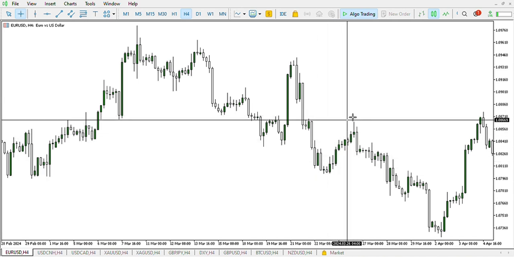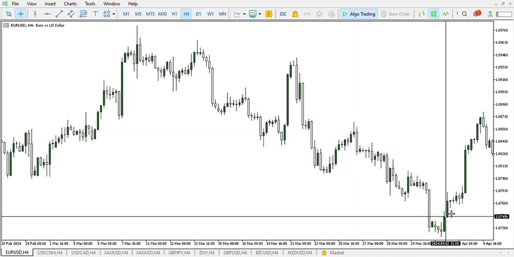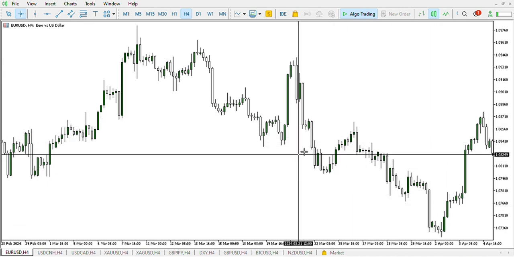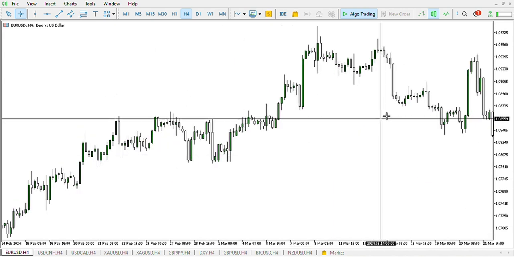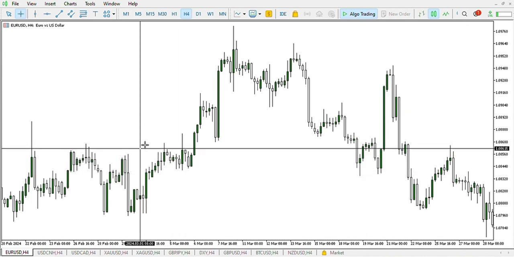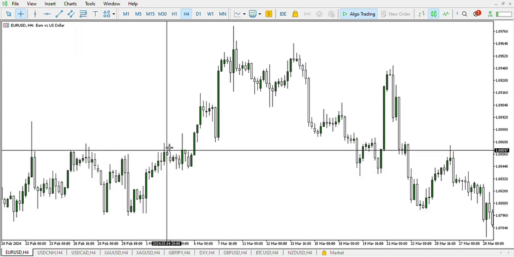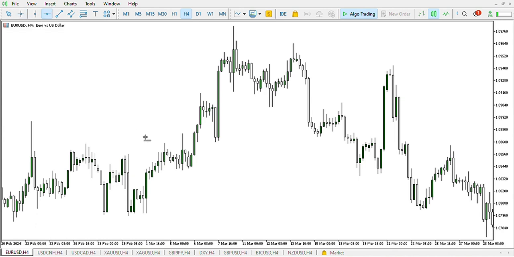So for you to confirm a market structure, you need to see two consecutive lower lows. For instance, here, before we see this push up, this is the lowest point. Let me mark it. This is the lowest point. And you can see price successfully breaks it here. So we can confirm here as the lower low.